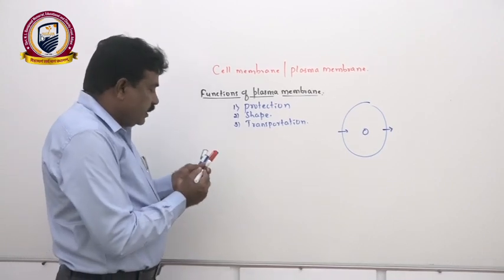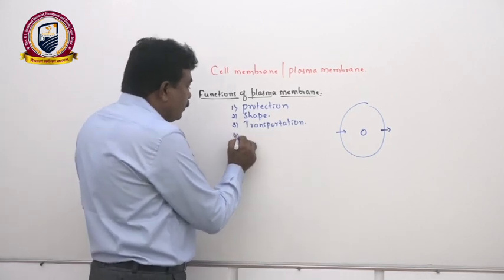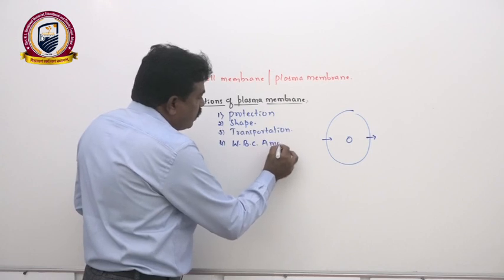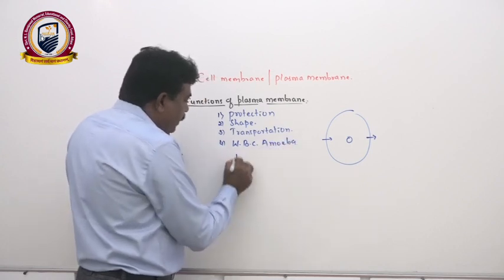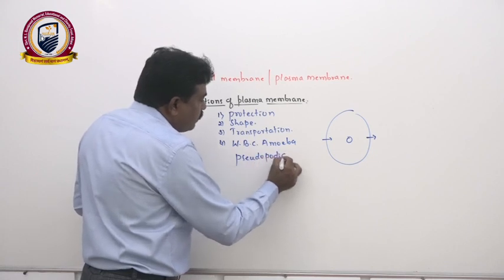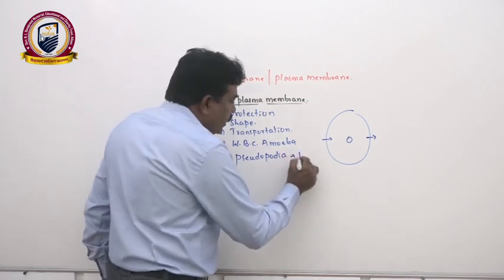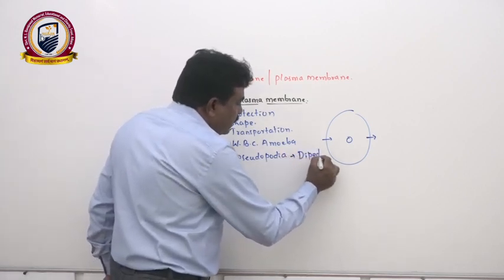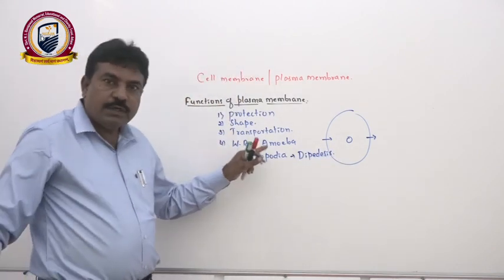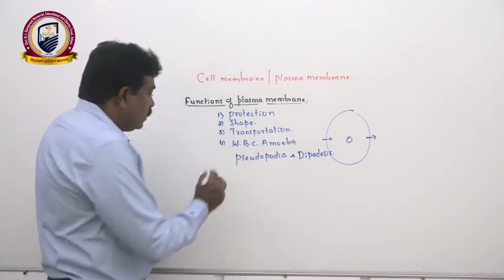Then in the case of amoeba as well as WBC, white blood corpuscles, the plasma membrane itself is modified to form pseudopodia, and that helps for pseudopodial movement. That pseudopodial movement we call diapedesis. The movement of an amoeba or WBC with the help of pseudopodia we call diapedesis.